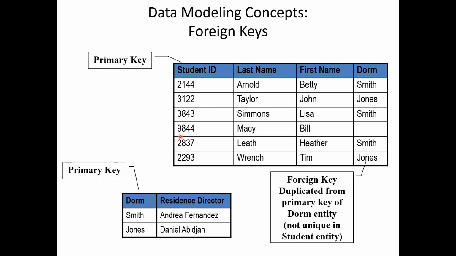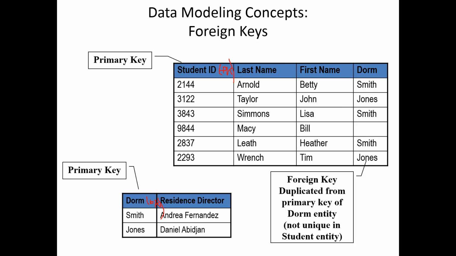So here we have a table representing student entities. Once again, each row represents specific students. And here we have a table used to store information about dorms. Because dorms have unique names, I mean we don't have duplication of names in dorms, the primary key here can be the dorm name. So this will be our primary key, PK. And here the primary key is student ID.